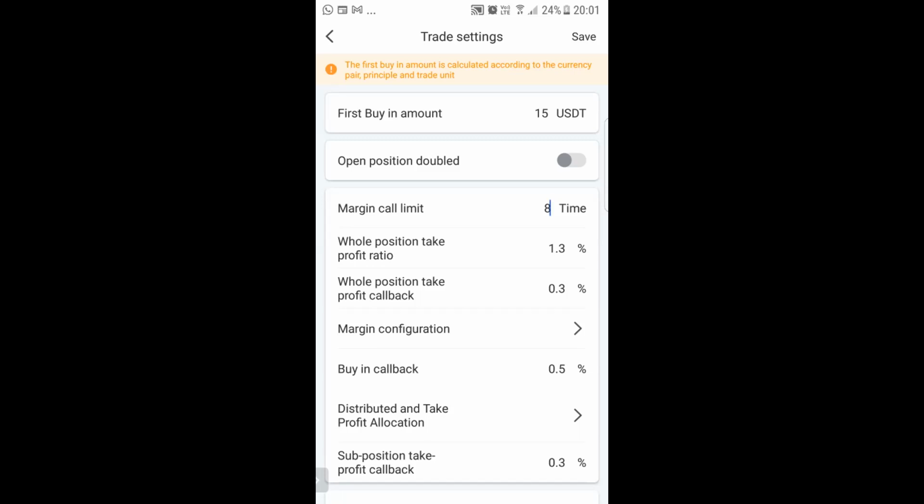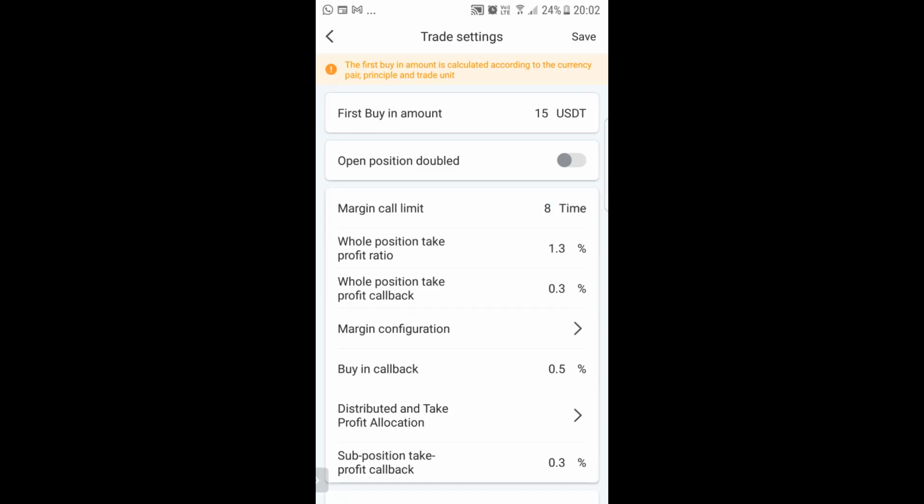Now, we're going to go into the margin configuration. On the margin configuration, friends, we're going to see exactly what is happening with this. We're going to see what is happening with these levels. Here is margin call limit. But here, those calls must be configured. And we're going to see how they go when we click here, the arrow pointing to the right. But before that one, there is buy-in callback.